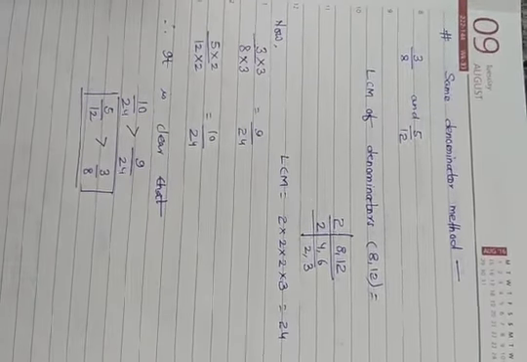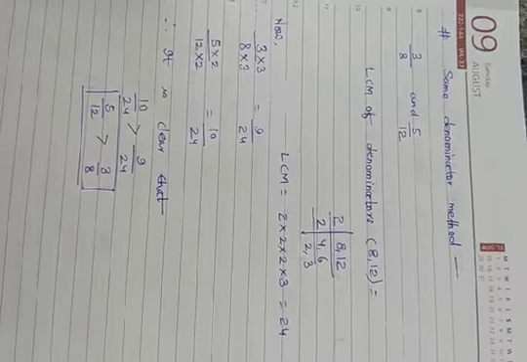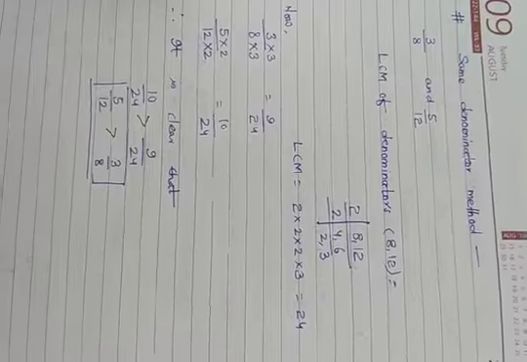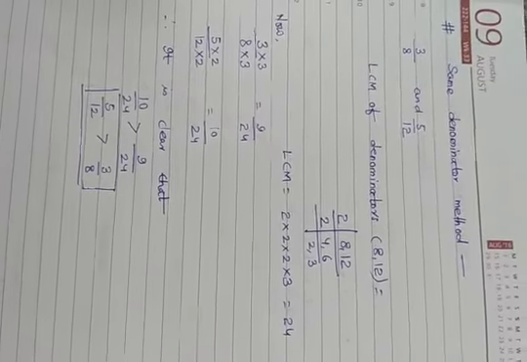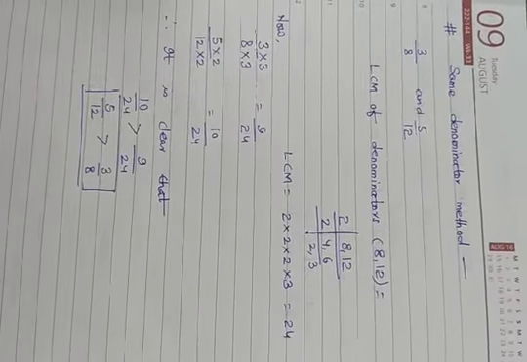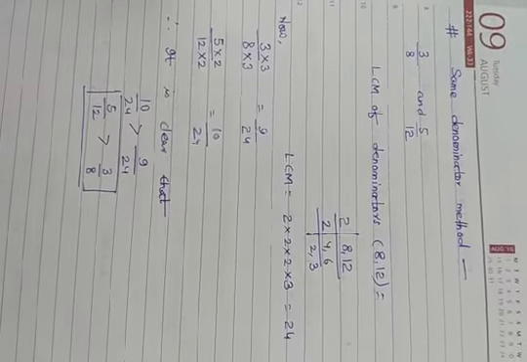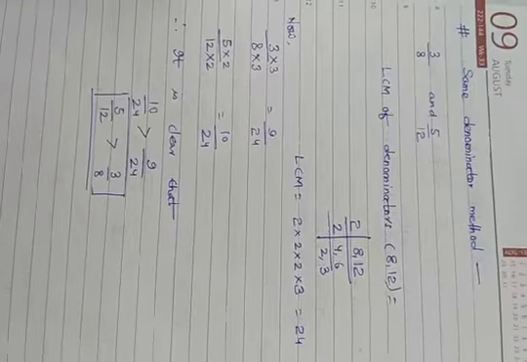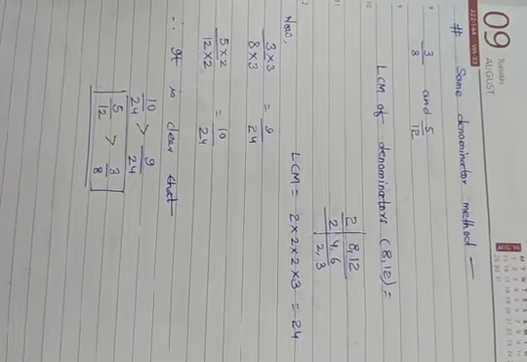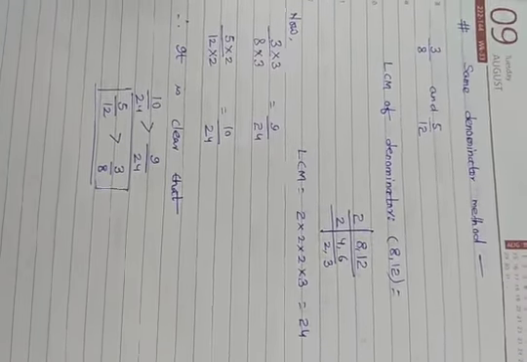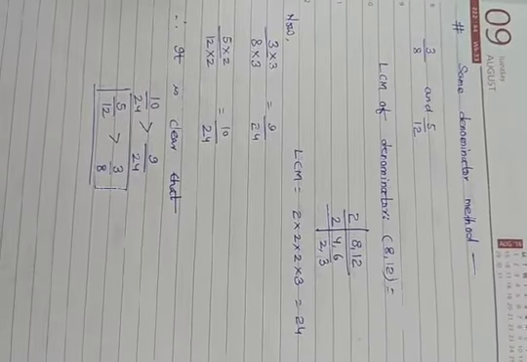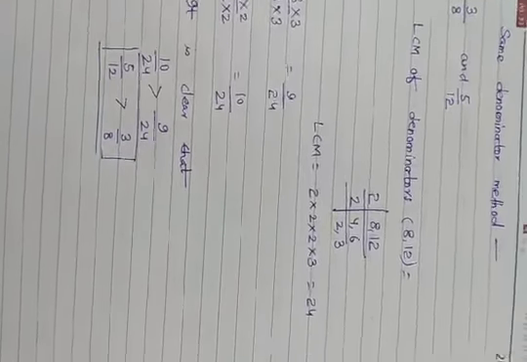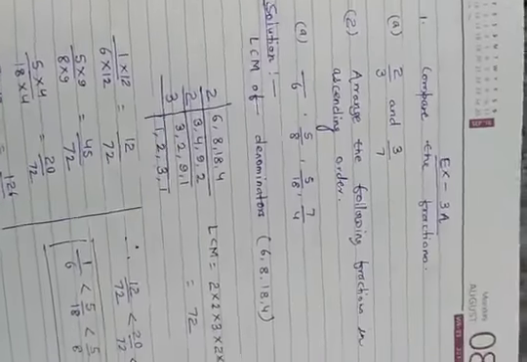Another one is 5 by 12. What should be multiplied with 12 to get 24, which is equal to the LCM, is 2. That is why 2 is multiplied above and below. So this gives 10 by 24. So it is very clear that 10 by 24 is greater than 9 by 24. Hence we conclude that 5 by 12 is greater than 3 by 8.